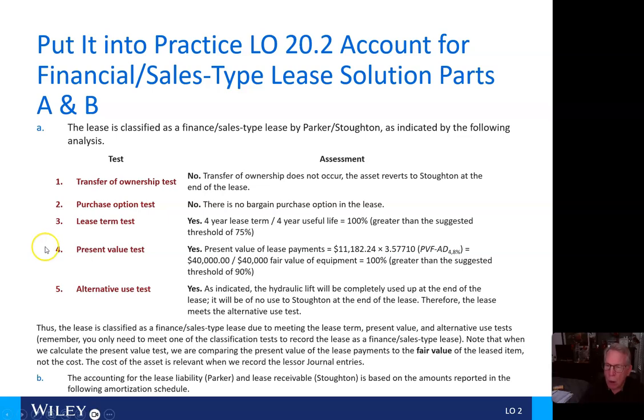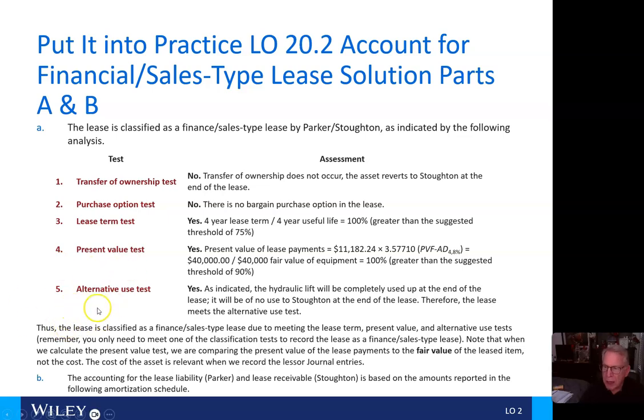Number 4, yes, on the present value test. The present value of the lease payments is $40,000, and that's going to be divided by the fair value of the equipment. So we get 100%, and that's greater than the threshold of 90%. And the alternative use test, yes, as indicated, the hydraulic lift is going to be completely used up at the end of the lease. It will be of no use to Stroughton at the end of the lease. Therefore, the lease meets the alternative use test.